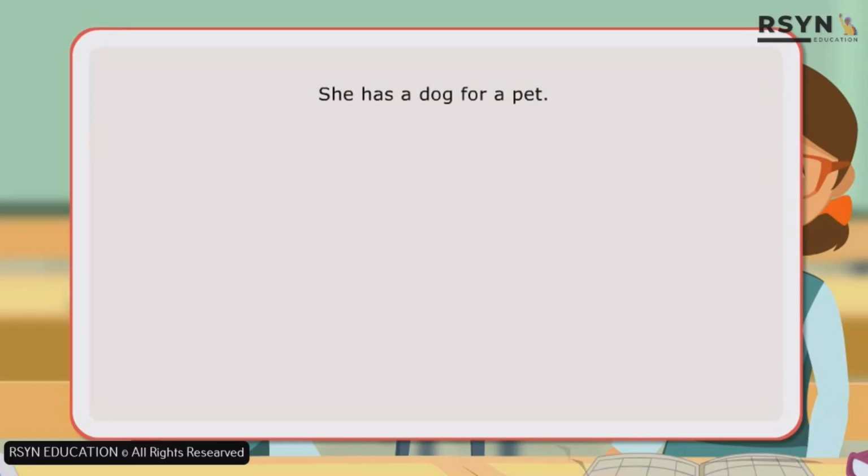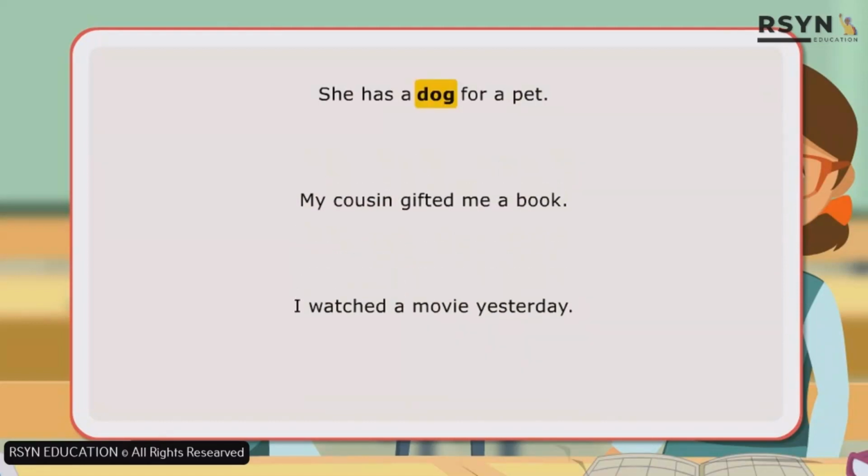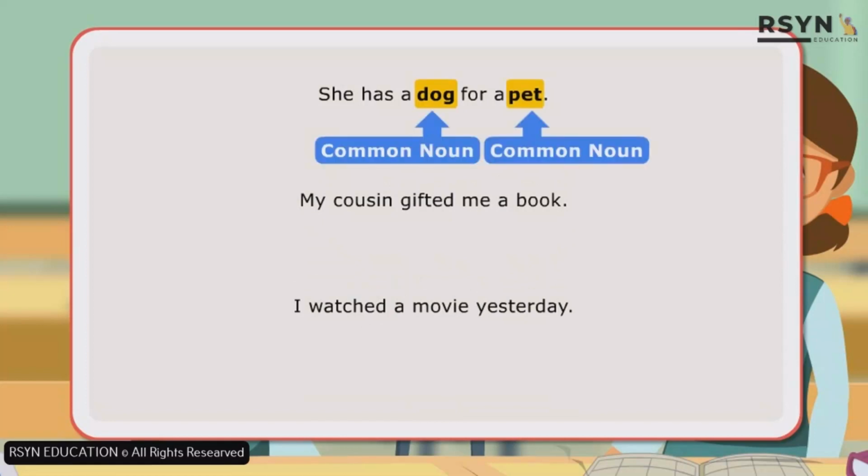She has a dog for a pet. My cousin gifted me a book. I watched a movie yesterday. In the first sentence, dog and pet are common nouns as they refer to a general class.